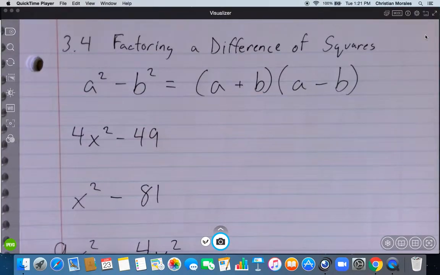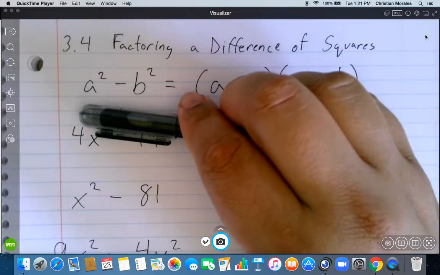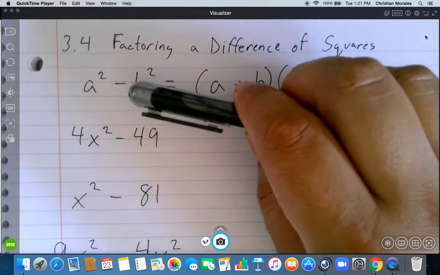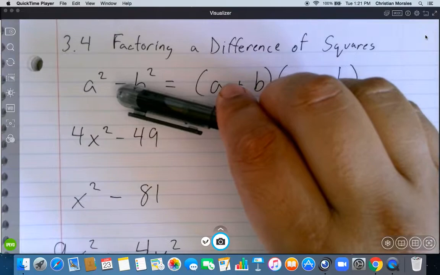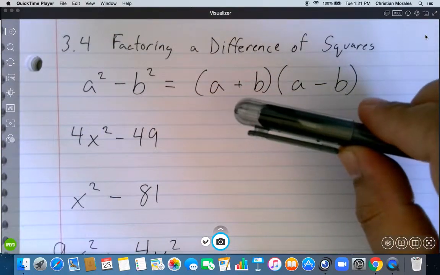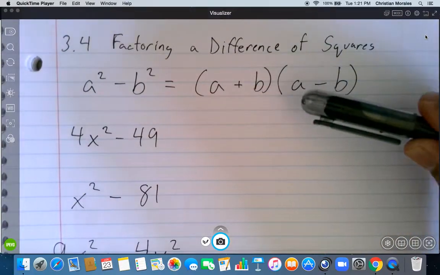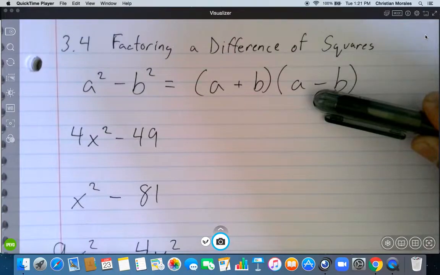Last special case, factoring a difference of squares. So this is not a trinomial. This is for binomials, two terms, okay? Now, when you see two terms that are perfect squares that are being subtracted from each other, you can use this shortcut. And the shortcut is you take the square roots and you get two sets of parentheses, one with a plus sign and one with a minus sign in the middle, okay?